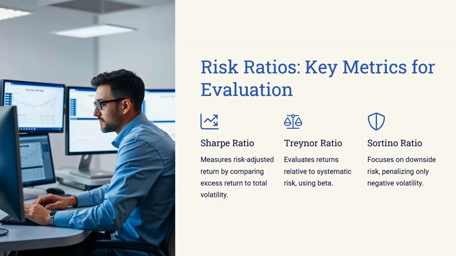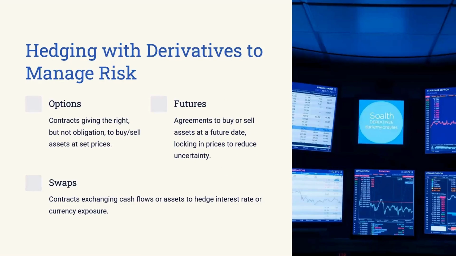Let's move to the next slide. Hedging versus derivatives to manage risk. Derivatives are financial contracts whose value is derived from an underlying asset, used to manage risk. First one is options. These are contracts that give the buyer the right, but not the obligation, to buy or sell an underlying asset at a specific price, the strike price, on or before a certain date. They can be used to protect against price drops, by buying put options, or to gain from price increases, by buying call options.